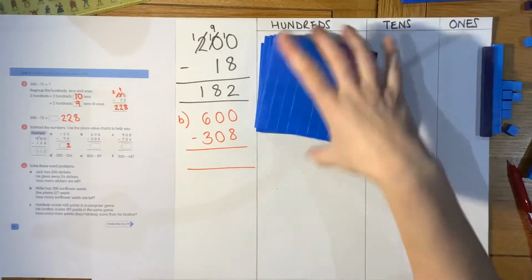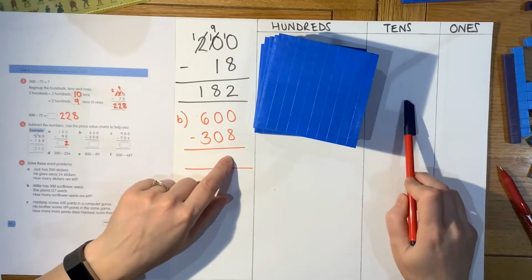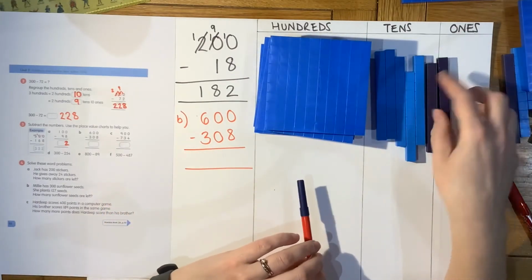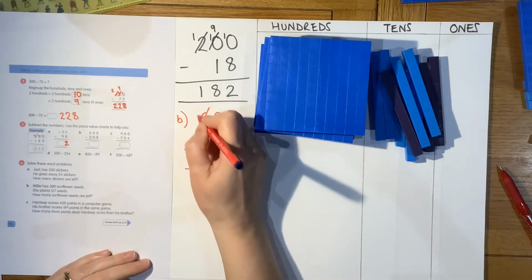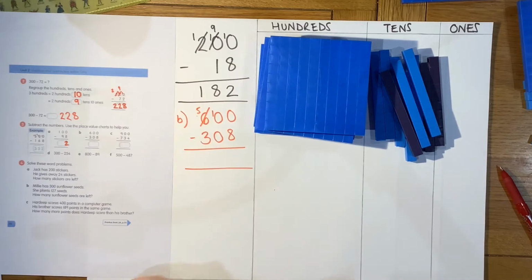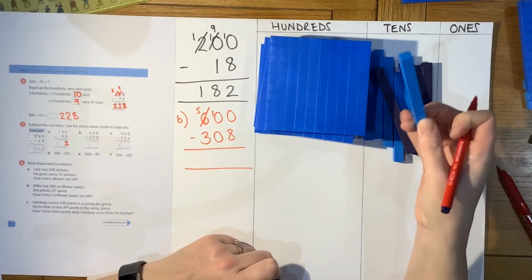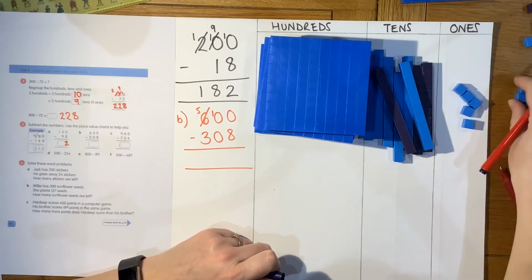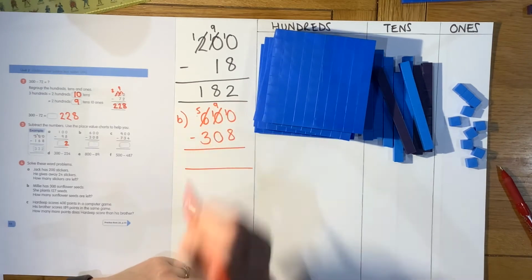Right, here's my 600. I haven't got any ones to take away, but I also haven't got any tens. So I'm going to regroup my 100 into 10 tens, leaving 500s and 10 tens. I'm then going to regroup my 10 tens and 0 ones into 9 tens and 10 ones. So I've left 9 tens behind and I've got 10 ones.